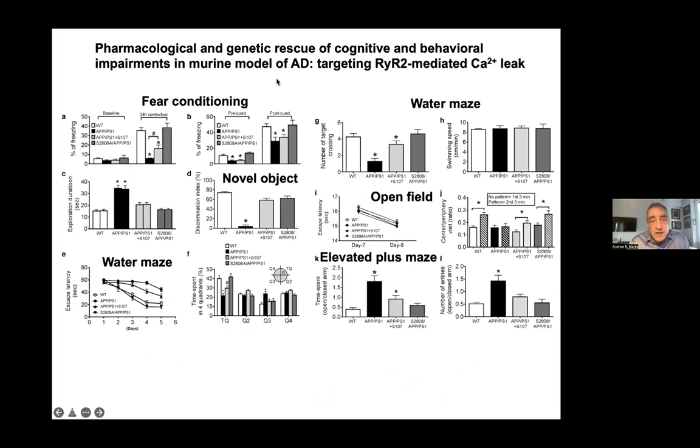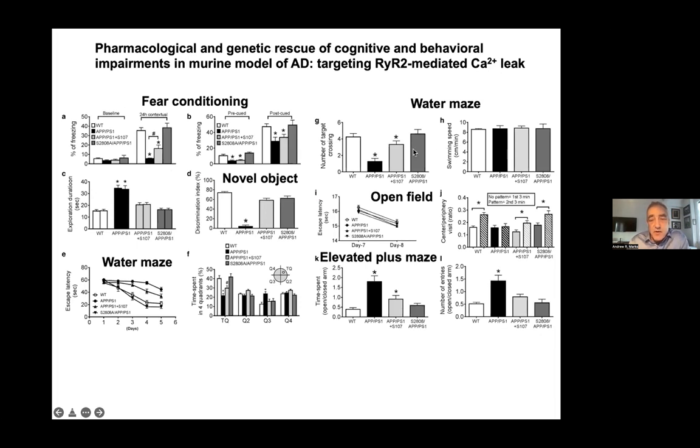We then looked at the cognitive and behavioral dysfunction that characterizes these models of Alzheimer's disease. In fear conditioning, there's an auditory stimulus which is given, and then the mice, after 24 hours, are placed back into the same context. The wild type mice will freeze when they hear the same sound, and the Alzheimer's mice either don't learn or don't remember, and so they don't show any fear conditioning. And we could restore the normal responses, again, with either pharmacologic or genetic rescue.